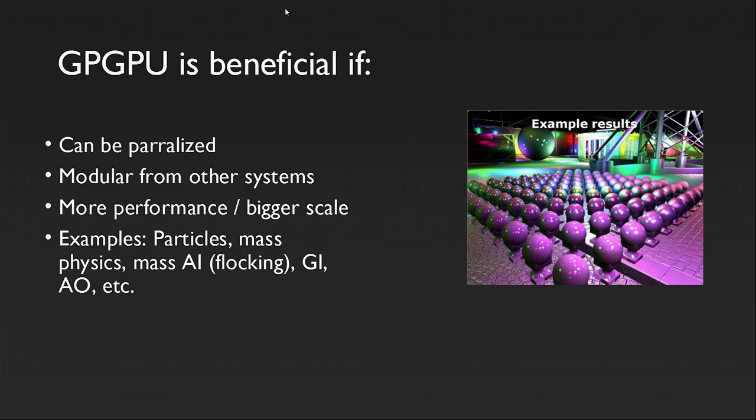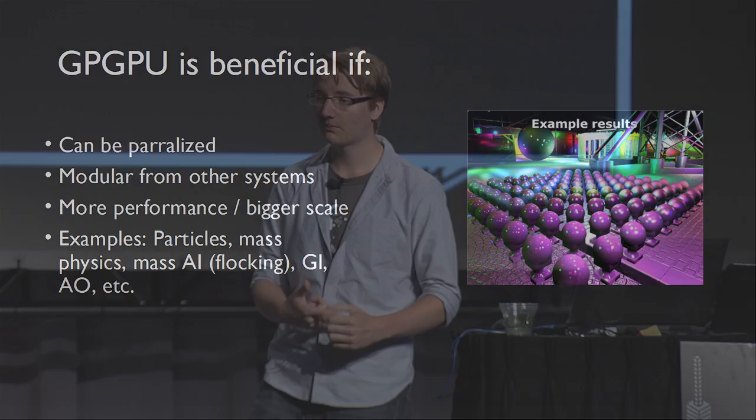Mass physics. Physics has been floating around for years, and it's using these same techniques. Mass AI, you can imagine simulating a flocking of birds on a compute shader. Or, interestingly enough, there are also some graphics techniques floating around using this. Global illumination sometimes uses this. There's some stuff floating around with very fast ambient occlusion. The picture of this is actually of the forward plus rendering technique, I believe.